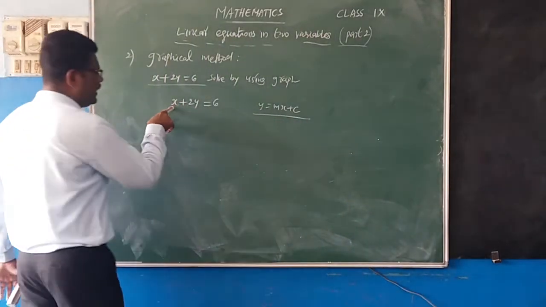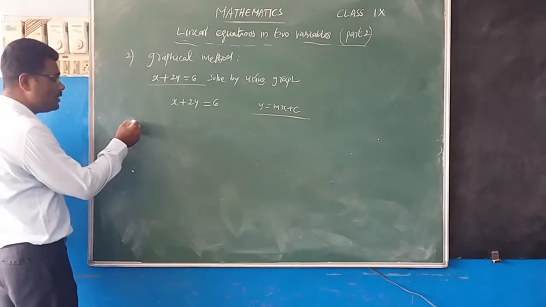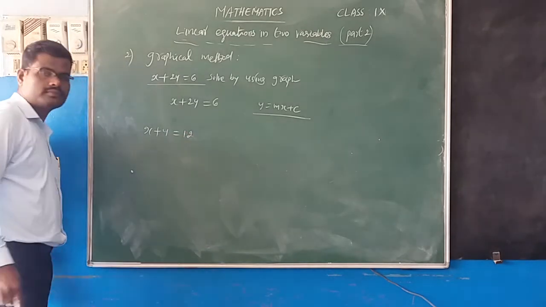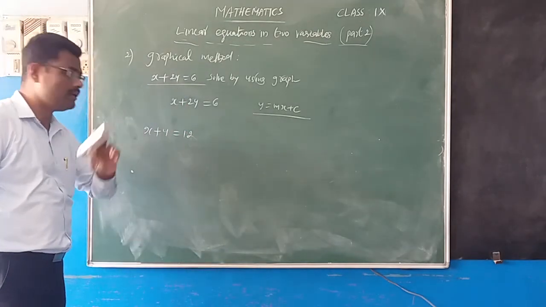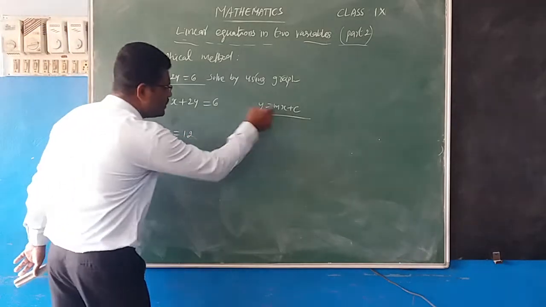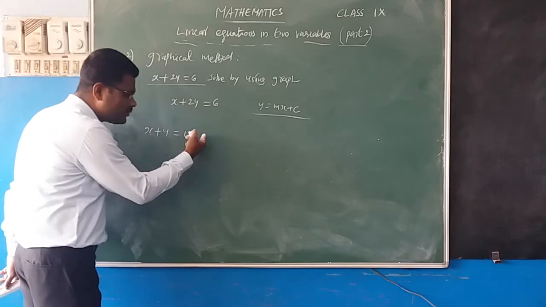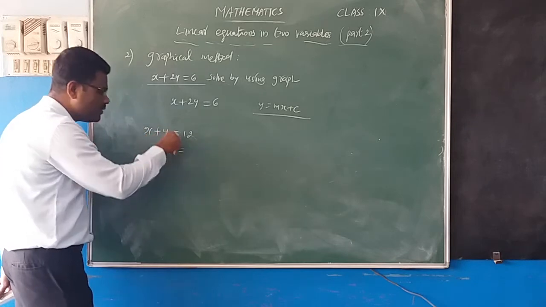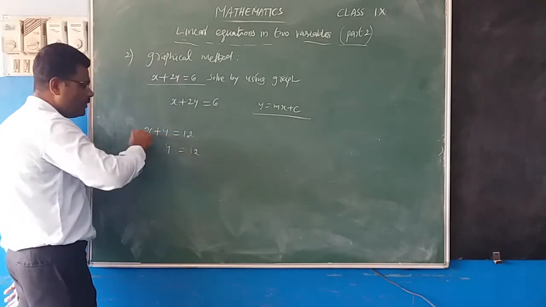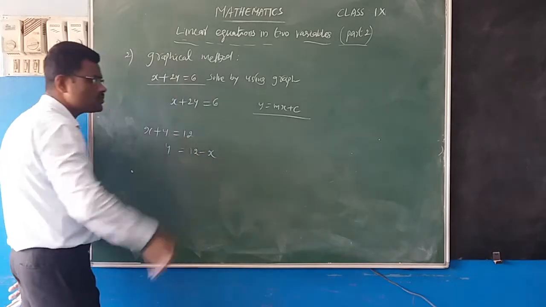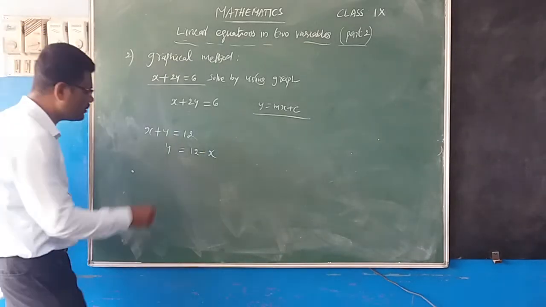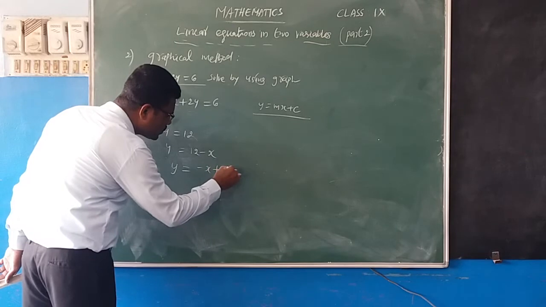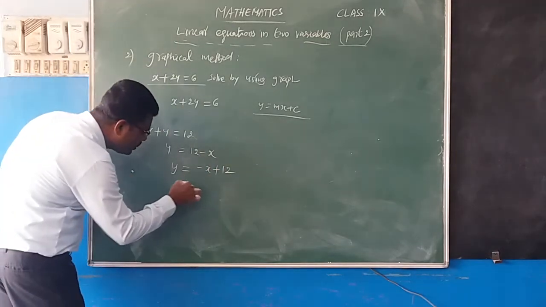They have given x plus 2y is equal to 6. For example, sometimes the equation may be x plus y is equal to 12. I will come back to this afterwards. First I will compare this with this. Suppose the equation is x plus y is equal to 12. How can we write it in terms of y? y as it is, equal sign as it is, 12 as it is. When you shift x to that side, it becomes minus. So y is equal to 12 minus x, which is nothing but minus x plus 12.